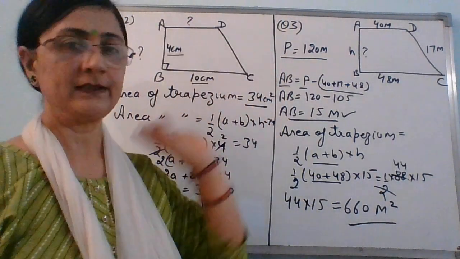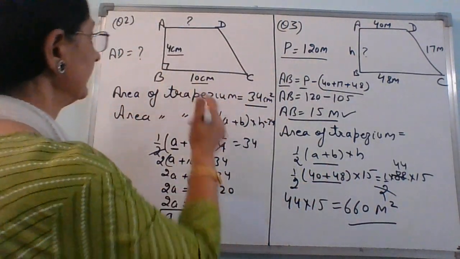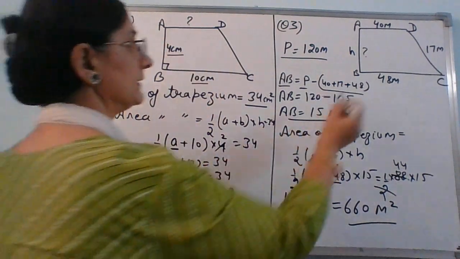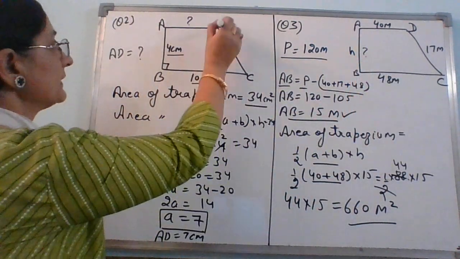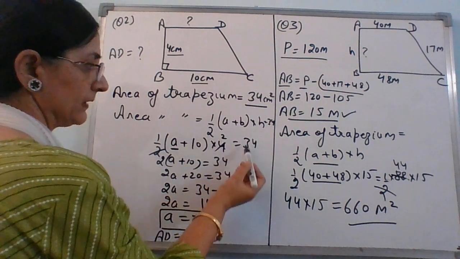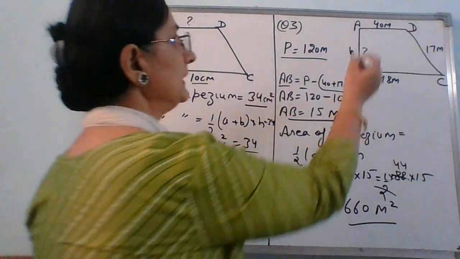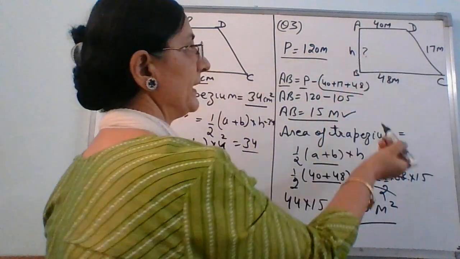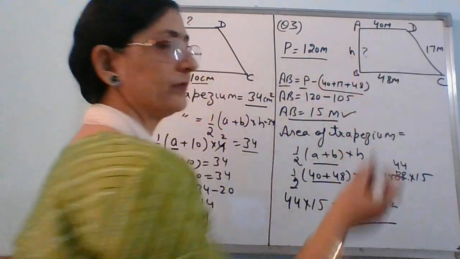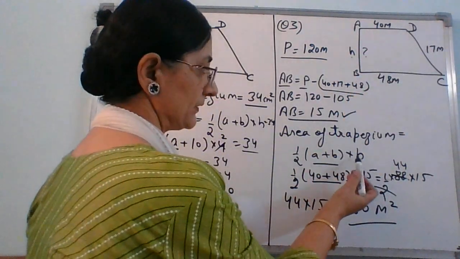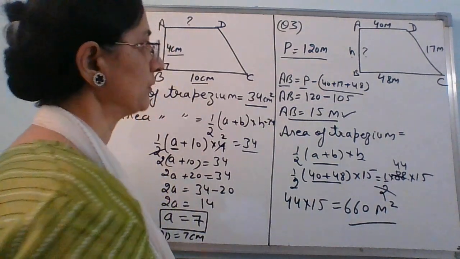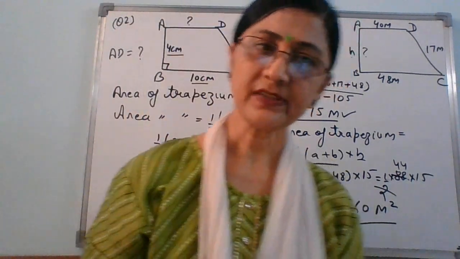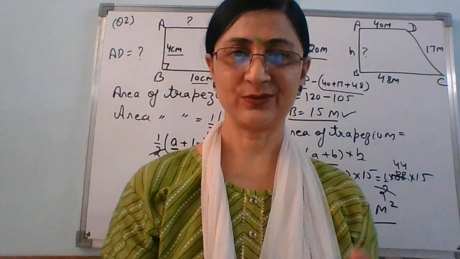So these two figures were also the same type, but here a side was missing, here the height was missing. We found that side with the help of the area formula, and area was given. Here we don't have the area, we have the perimeter. With the help of the perimeter, we found first the height, then applying the formula with that height and the sum of the parallel sides, we found the area of the trapezium, right? Now the next question, students.